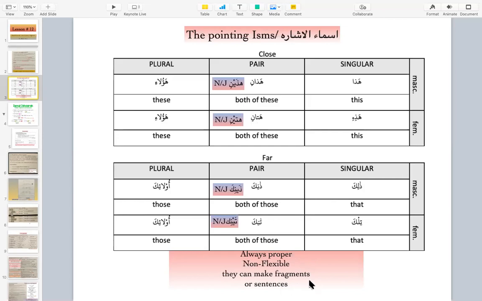Okay, so we should be happy that today we are going to make sentences, because we are going to see when these asmaul ishara are making a fragment and when they make a sentence. So congratulations, you are going to learn to make a sentence today, inshallah.